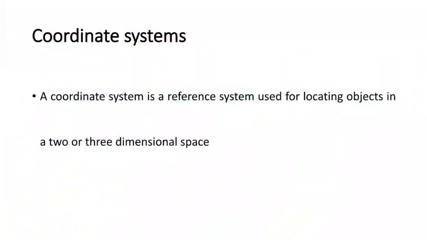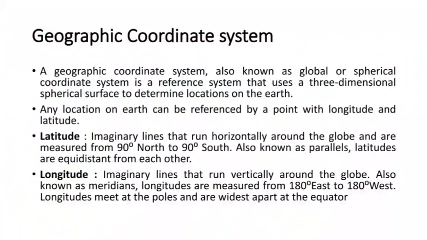A geographic coordinate system, or global or spherical coordinate system, is a reference system that uses a three-dimensional spherical surface to determine locations on the earth. So here we can reference any particular location on the earth by a point with longitude and latitude.